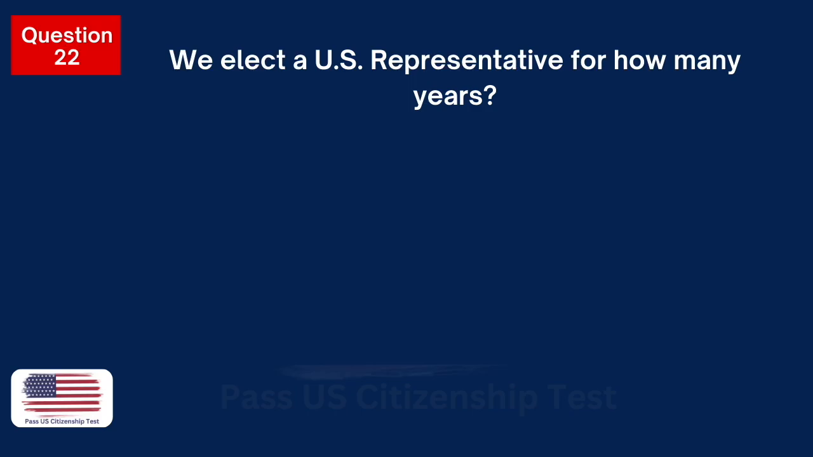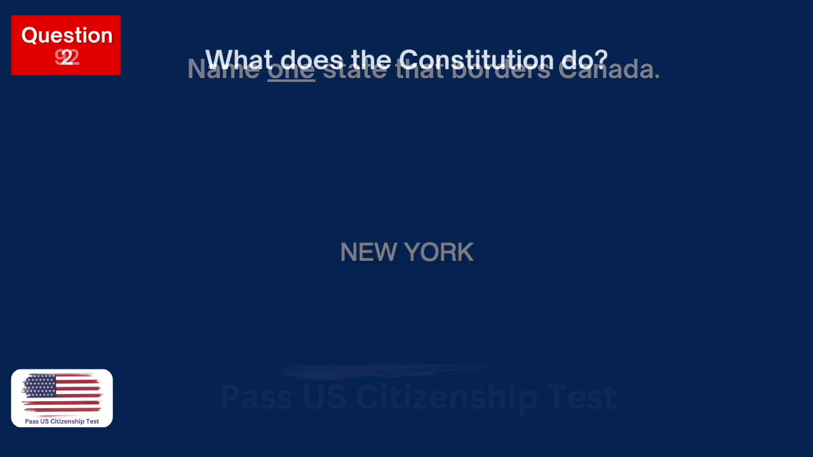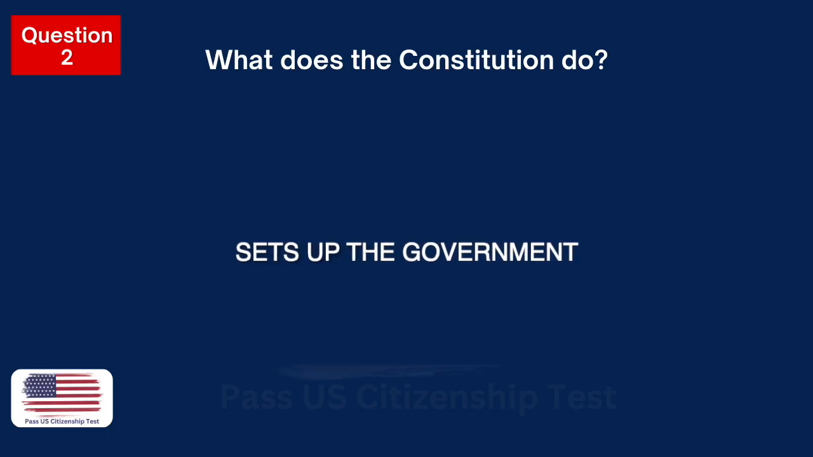We elect a U.S. representative for how many years? Two. Name one state that borders Canada. New York. What does the Constitution do? Sets up the government.